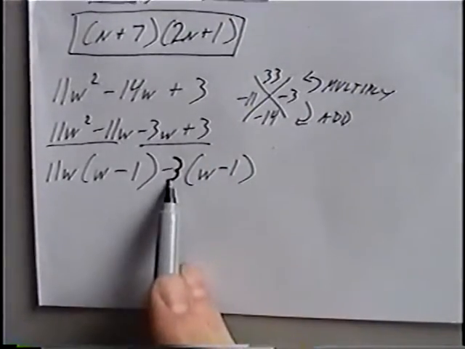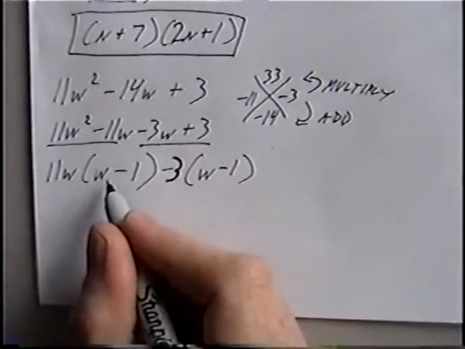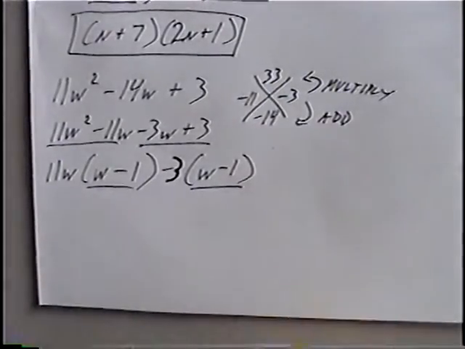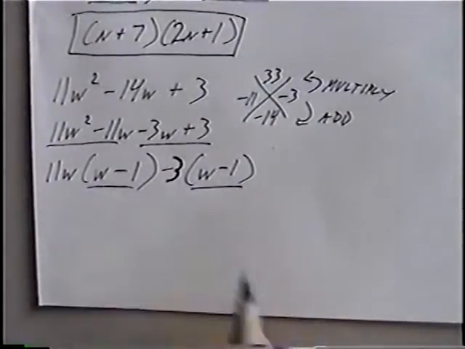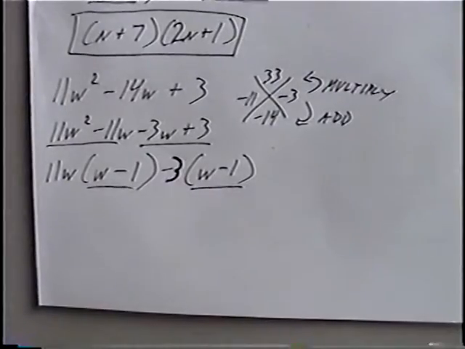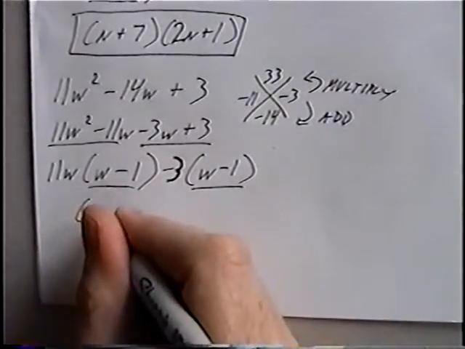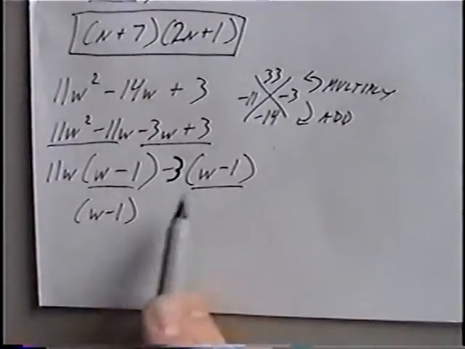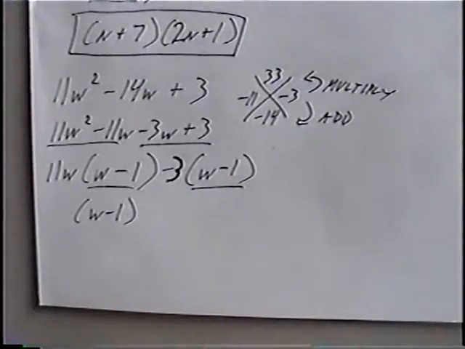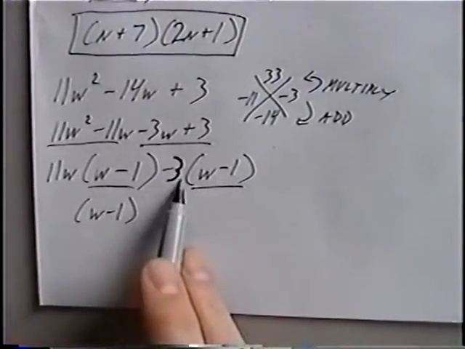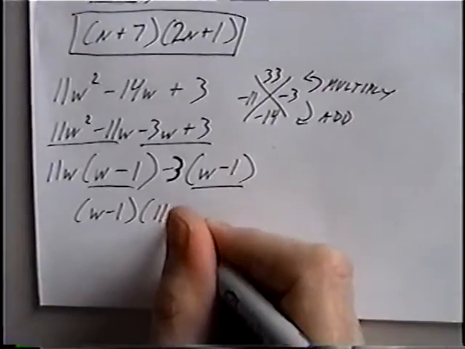Again, by taking a negative 3 out, both of these parentheses match up, and we can get our answer. If they don't match up, you have to go back and factor the rest out. Final answer, the two parentheses that match up, w minus 1, and whatever is left over, 11w minus 3.